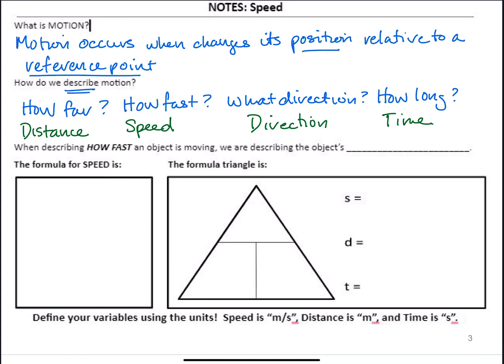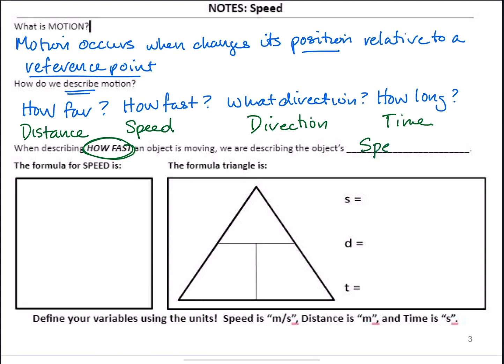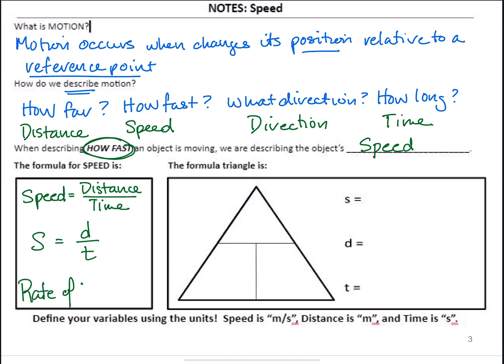All right, so when we describe how fast an object is moving, we are describing that object's speed. All right, speed, as we saw on the previous slide, is equal to the distance the object travels divided by the time it takes you to travel that distance. If we use our variable symbols, S is equal to D divided by T. This is the rate of motion.